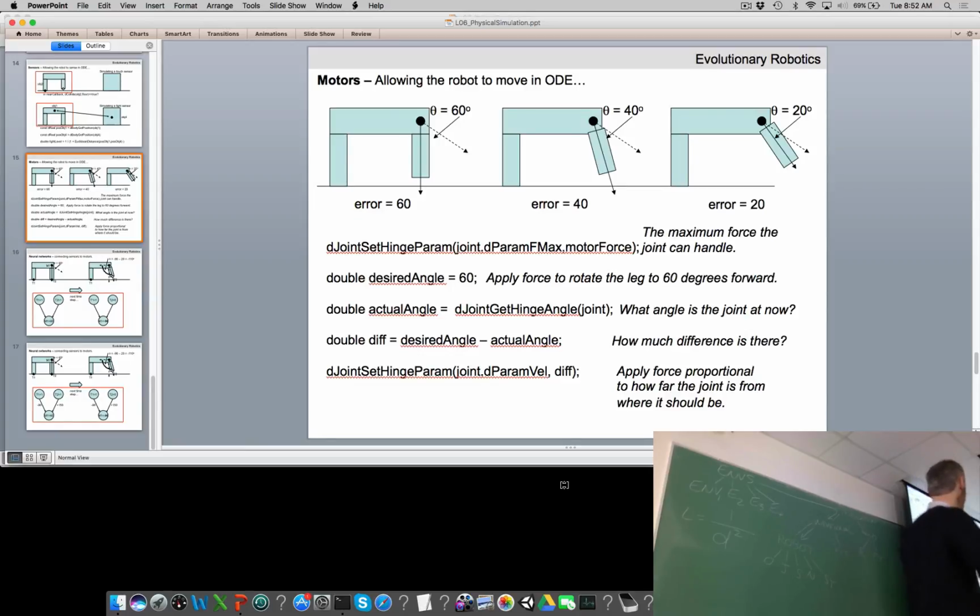-90 to +90. At this point in time, let's imagine that the motor neuron is outputting a desired angle of 60. We call an ODE function that gives us the current angle of the joint, and we then simply take the difference between the desired angle and the actual angle. And we then take that difference and we set the velocity of the hinge. How much should it start accelerating, or what should its velocity be at the next time step? What if, in our example here, just for the moment, let's assume that the actual angle is 60. What happens at the next time step?